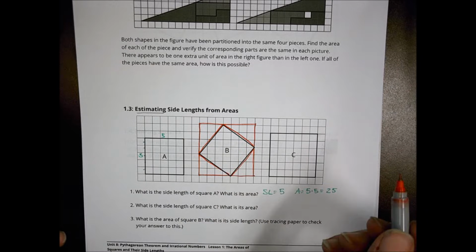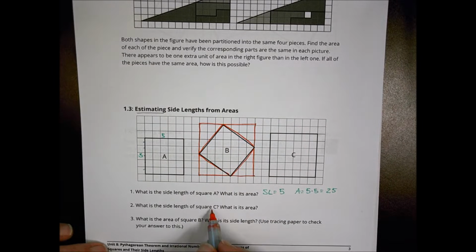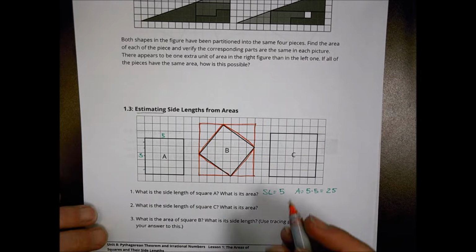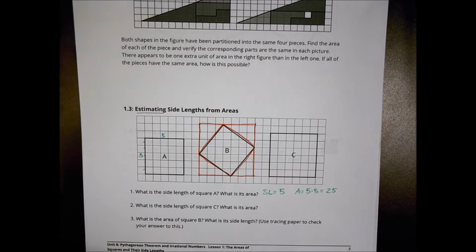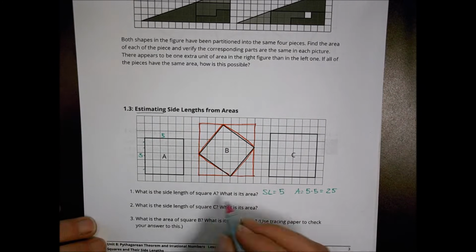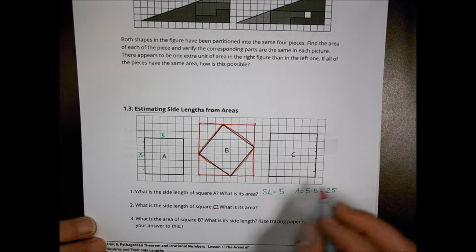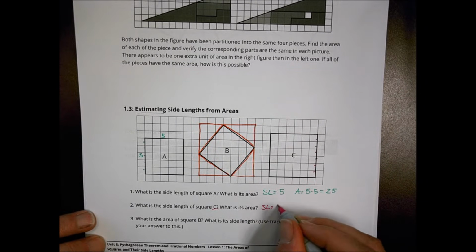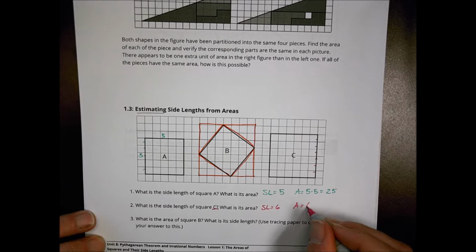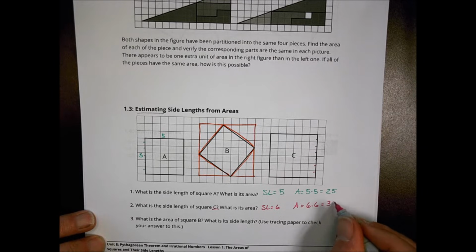That's B. Oh, sorry, I wanted to do C next, right? So let's go to C. Sorry about that. On C, I was going in order A, B, C and not reading my directions there. So let's do C. C has a length of 1, 2, 3, 4, 5, 6. So the side length is 6, and our area will be 6 times 6, which is 36.